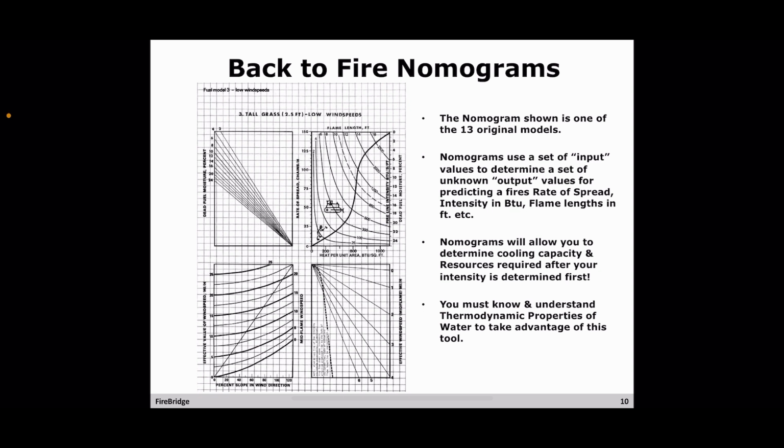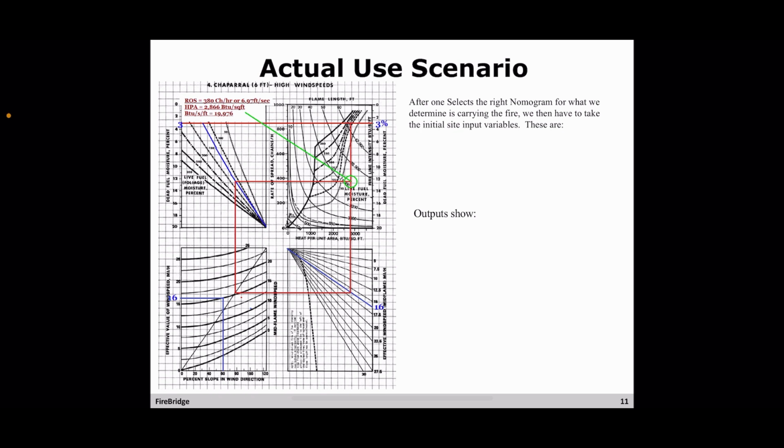Nomograms will allow you to determine cooling capacity and resource required after your intensity is determined first. Behave Plus software and nomograms alone will not tell you the resources. You have to understand properties of water and BTU to be able to do that. So you must know and understand the thermodynamic properties. So later on, if I'm teaching this to you in person, then we'll do an actual in-classroom exercise on how to do a nomogram, as well as a thermal capacity of water worksheet.